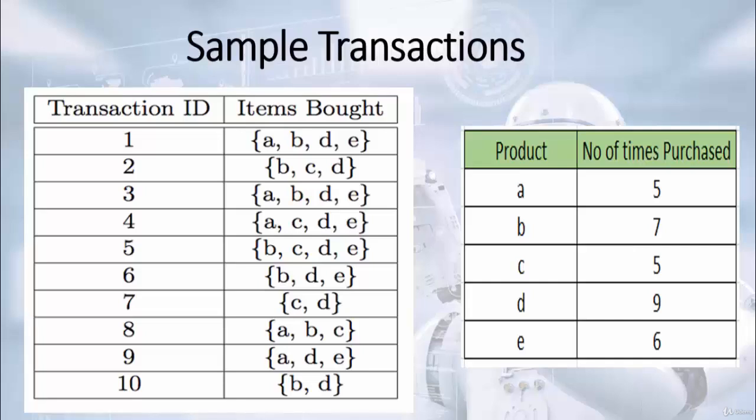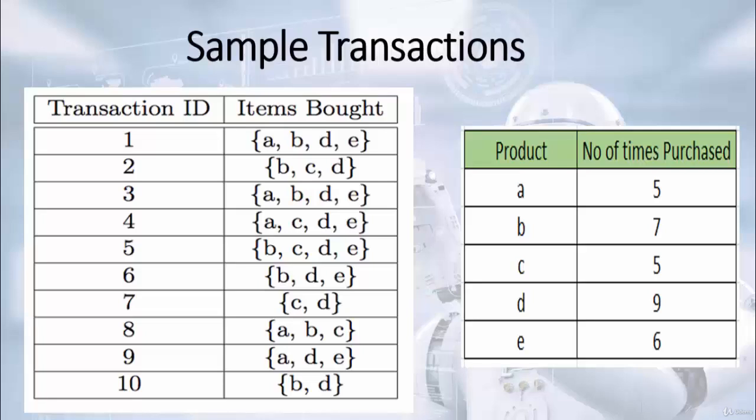In this example, we can see 10 transactions of a single customer who purchased 5 products like A, B, C, D, E in different combinations. In that, product D, the customer purchased 9 times out of 10 transactions. It means 90% chances or probability that the customer will buy the product D for sure.